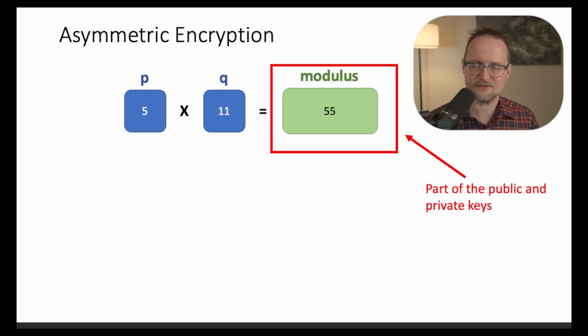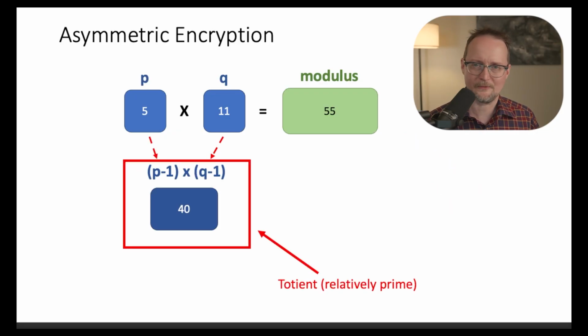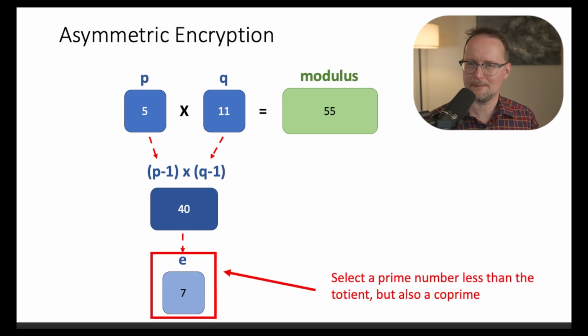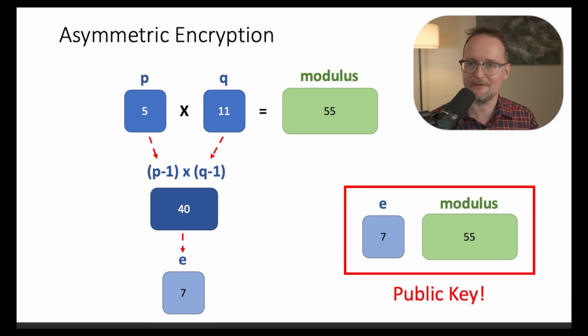Once we've calculated the modulus, we want to compute a relatively prime number called a totient. Now it's up to us to select another prime number, but this number has some requirements. It has to be less than the totient, but also a coprime. I picked the number 7 because it's less than 40, and if you try to divide 40 by 7, you end up with a remainder. So 7 is the perfect candidate. Okay, we're almost there. Combining our new prime number with the modulus gives us our public key. So that was a little bit complicated, but hopefully not too bad.